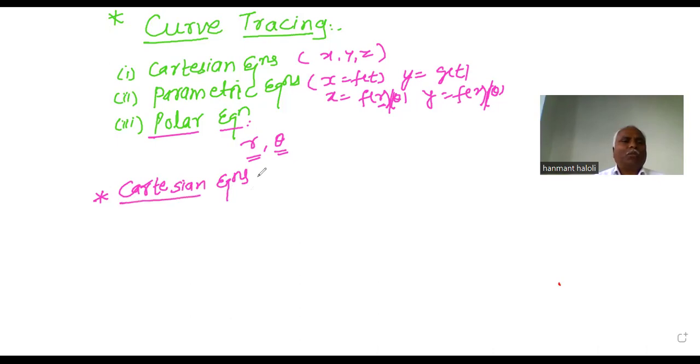There are important rules for how to trace Cartesian equation curves. A Cartesian equation is in terms of x and y. There are some major points to check in tracing. First, check symmetry of the curve: symmetry about the x-axis, the y-axis, the line y equals x, the line y equals minus x, or any other axis.